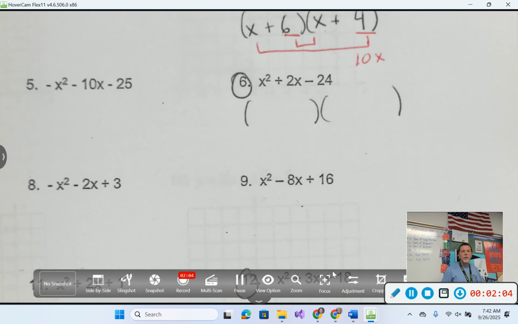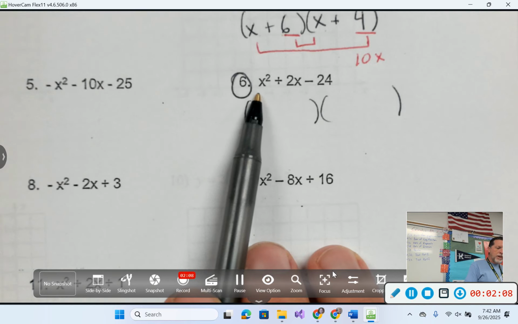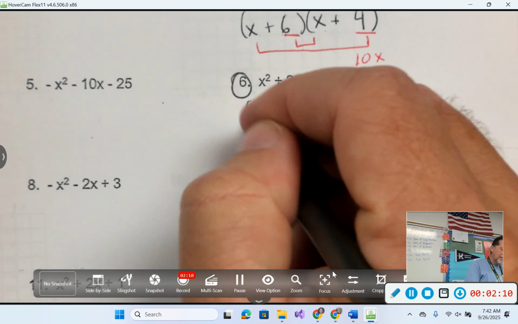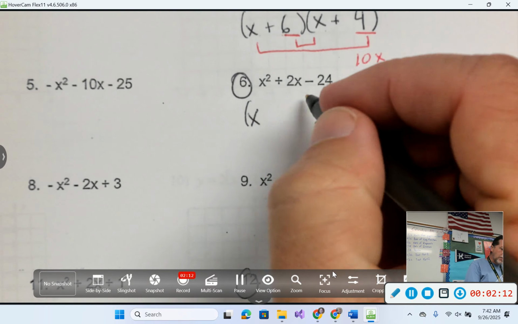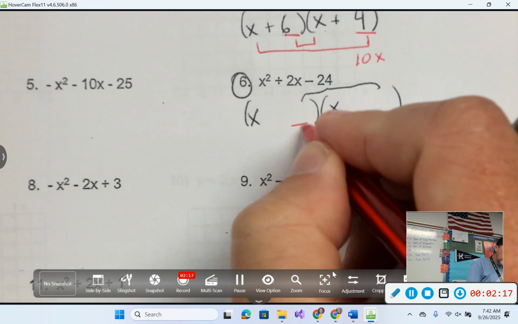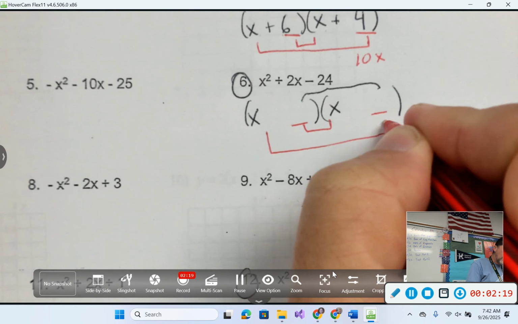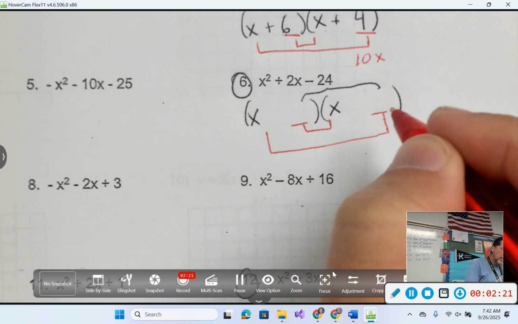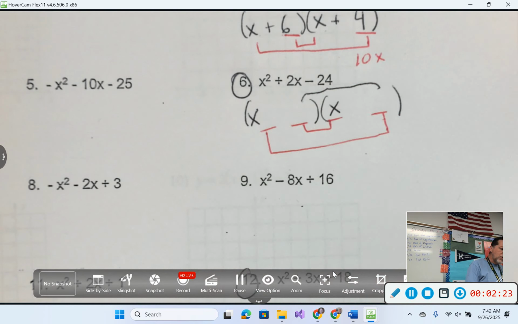Number 6, x squared plus 2x minus 24. So what two things would multiply to give me x squared? X and x. So I'm still aiming for 24 on the multiply, but on the add, the O and the I of FOIL, somehow I've got to get to 2 on that.